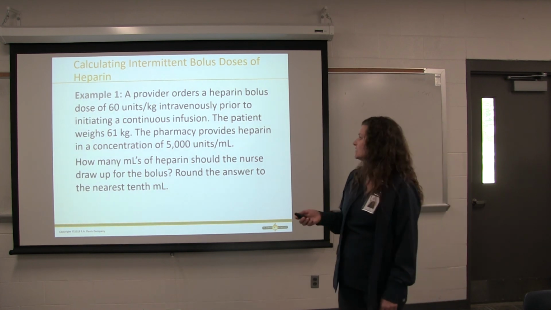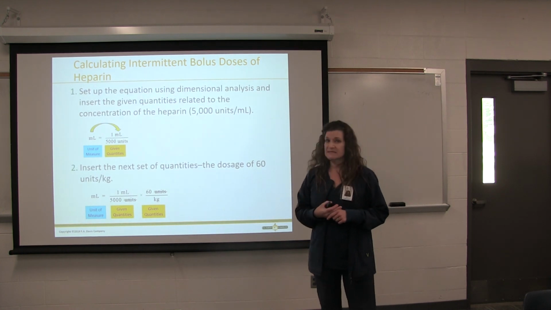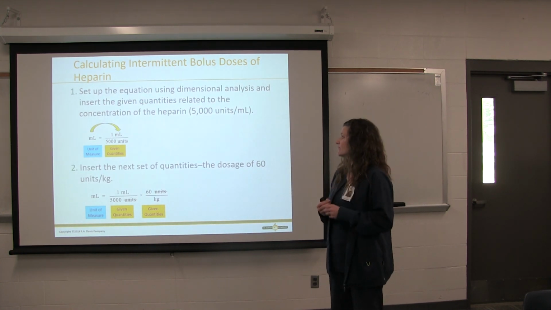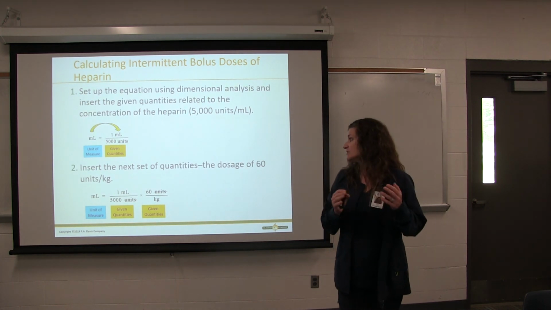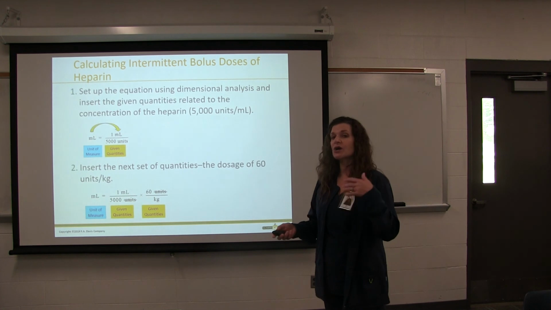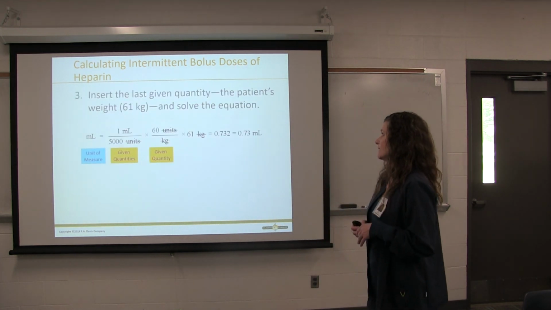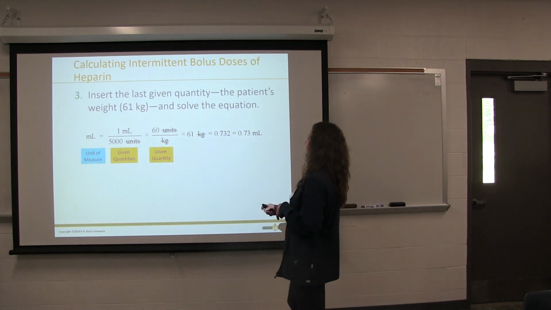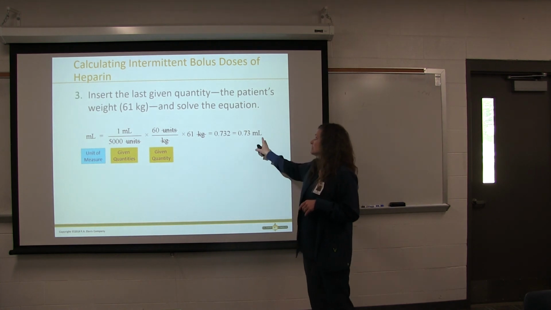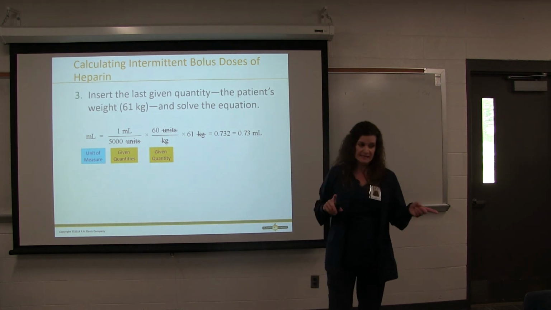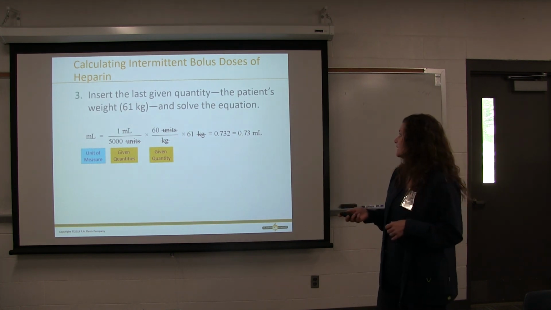Okay, so we're going to set the equation here. Again, we're looking for milliliters. We were given the quantity of 1 milliliter per 5,000 units. Second thing you're going to do is provide the dosage. The dose was 60 units per kilogram. So now we have to have the patient's weight to plug in there. The patient weighs 61 kilograms. So when you calculate that out, we're going to round here. This is rounded to the hundredths, so direction told us the tenths. So that would be rounded to 0.7.